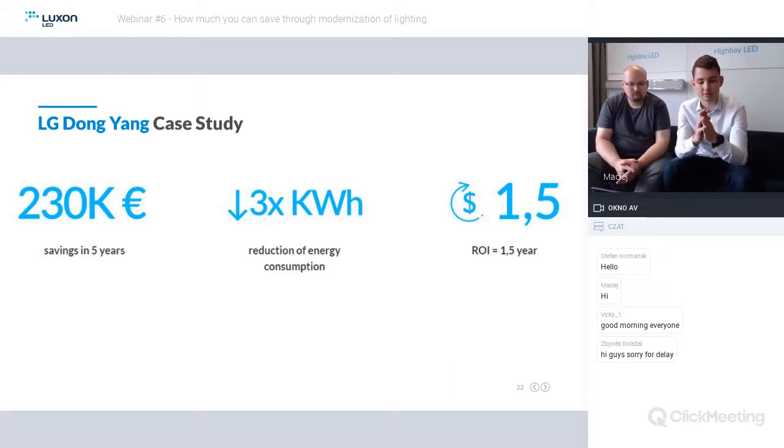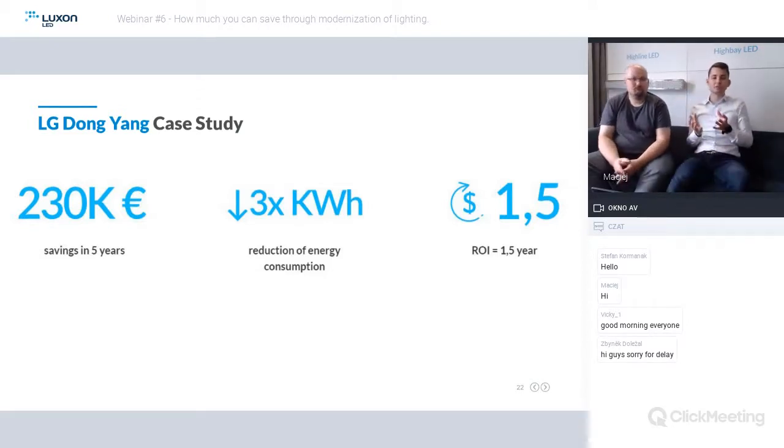230,000 euros per 5 years. We reduced the energy consumption by 3 times, and the ROI is 1.5 years. So usually within the industry and logistics, everything that is below 1 year is an extraordinarily good investment, and usually the production manager, the facility manager doesn't wait for that investment.